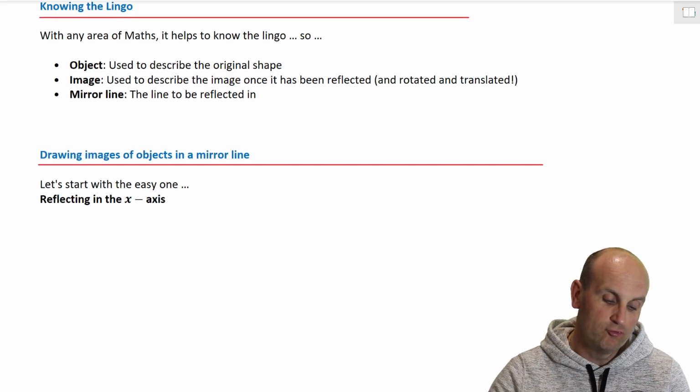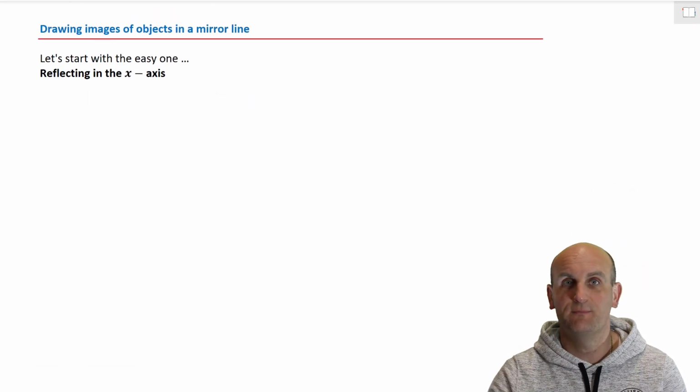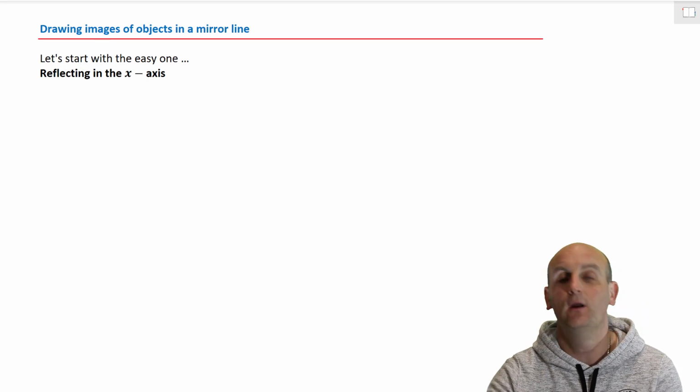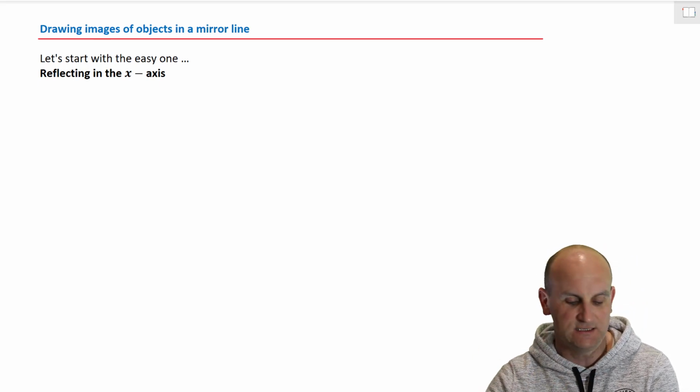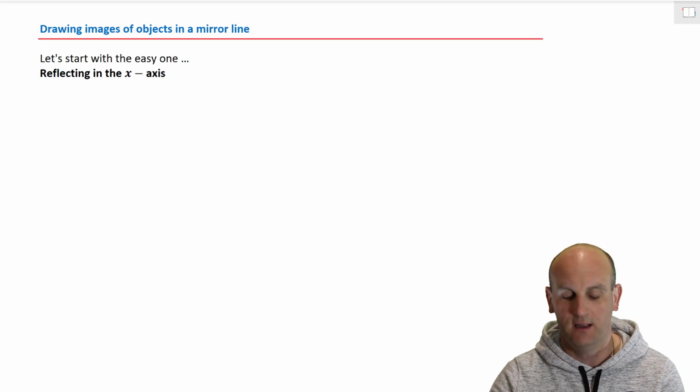But those things there are really important to know. The language of maths is what tends to trick people. Okay, so we've done all the introduction, we've done the language, let's actually have a go at drawing images of objects in the mirror line.